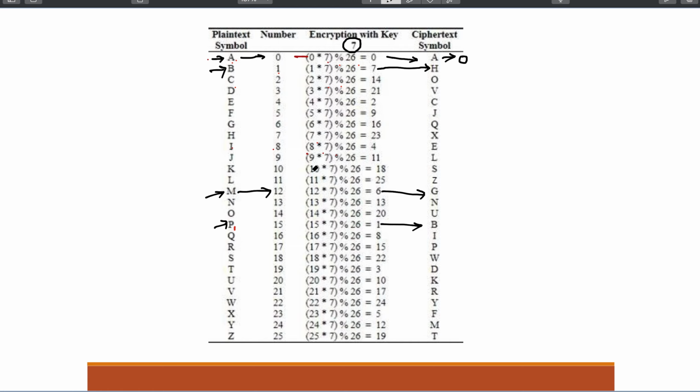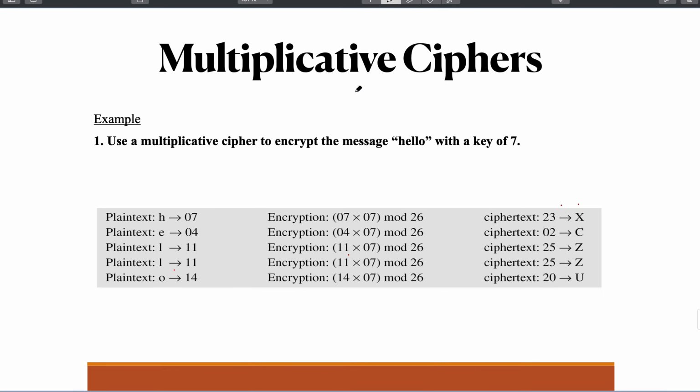Here 70 mod 26 for letter K. K is represented by the number 10. So 10 times 7 is 70, and 70 mod 26 gives a remainder of 18, which corresponds to the letter S. So this is an explanation of how different letters in the alphabetical sequence are multiplied with a key 7 in order to get the multiplicative ciphers. That's about multiplicative ciphers.